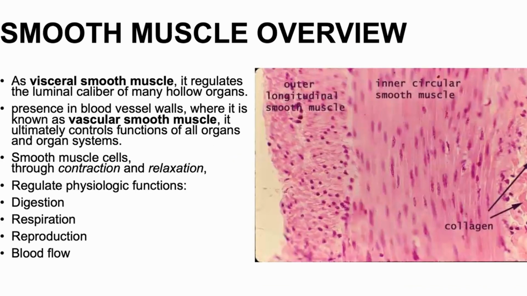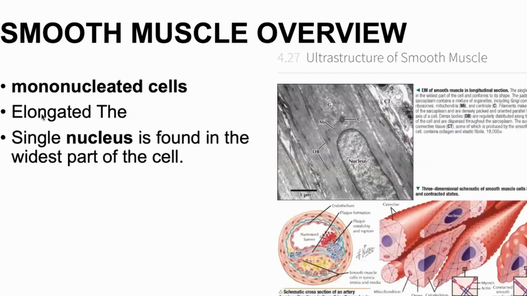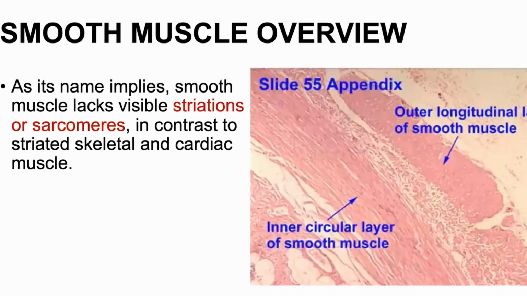So the smooth muscle, we know they're everywhere. They're in the digestive, respiratory, and reproductive systems, and this is just showing the arrangement of the muscle fibers. It can be this way, inner circular, outer longitudinal, depending on the organ. They are mononucleated, and the nucleus can be found in the widest part of the cell. When you have time, you can look at this image to get the details from it.